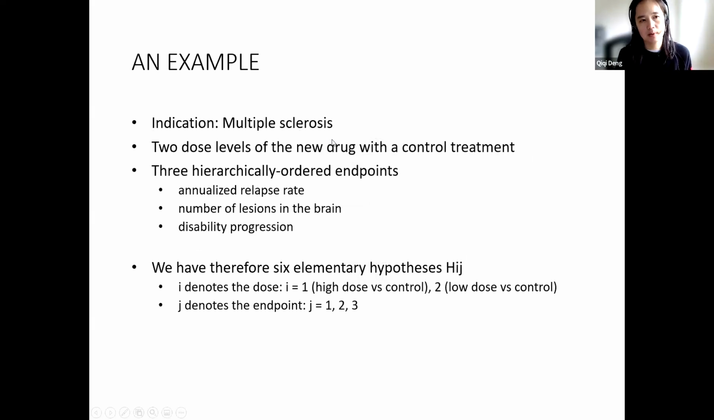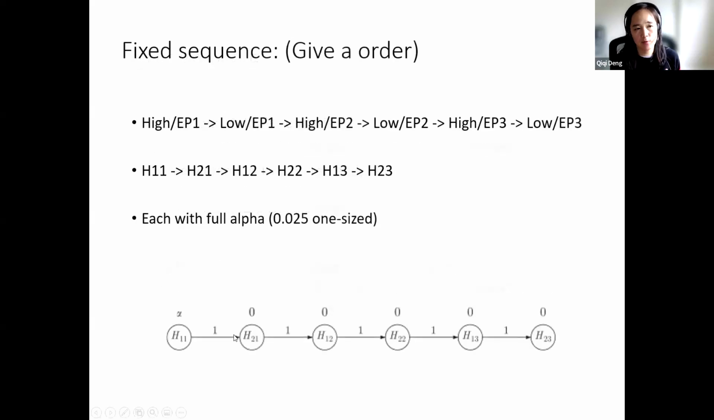Just take a multiple sclerosis study as an example. If you have 2 dose levels of a drug with a control, and there are 3 endpoints, the annualized relapse rate, the number of lesions in the brain, and the disability progression, then we can technically have a lot of different hypotheses. The high dose versus control, or the low dose versus control as indicated by I, or the 3 endpoints as indicated by J, then you can technically form 6 hypotheses by using different combinations.